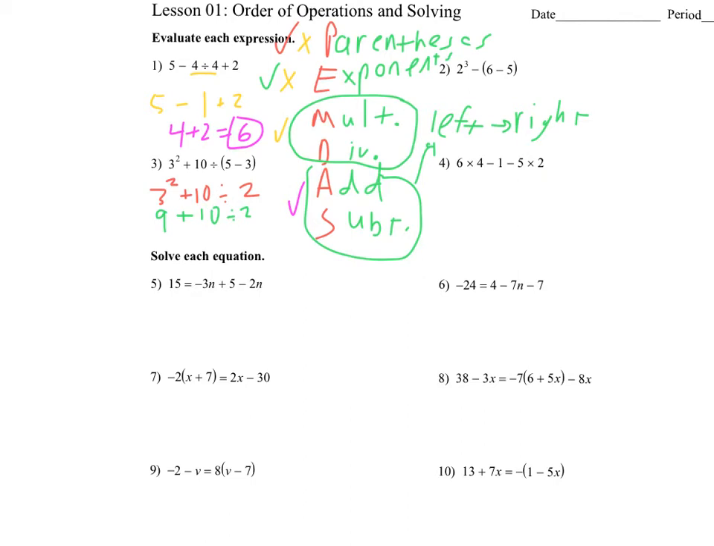All right, so then next up here, I have a division, so I'm going to do my division next. So that's 10 divided by 2 is 5. So then I'm going to rewrite the rest of it, 9 plus 5. And so 9 plus 5 gives me 14.